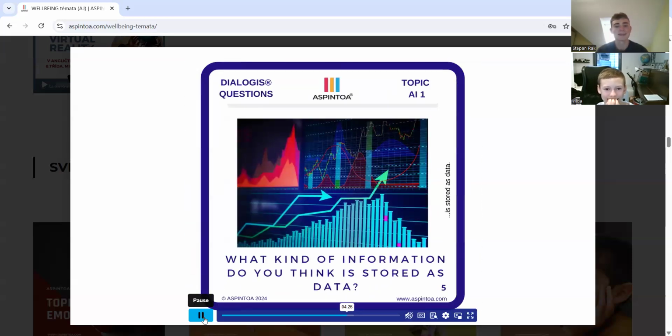What kind of information do you think is stored as data? Like some secret president messages. Yeah, that could be. Or I think you could basically say that the whole of the internet is stored as data. Yeah, everything that's online.